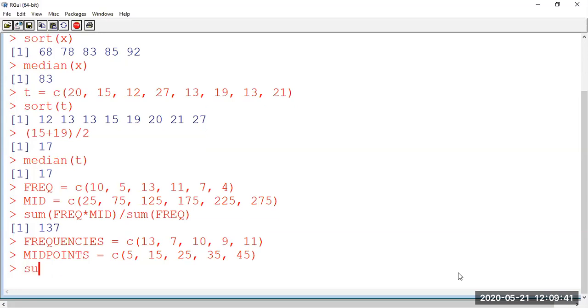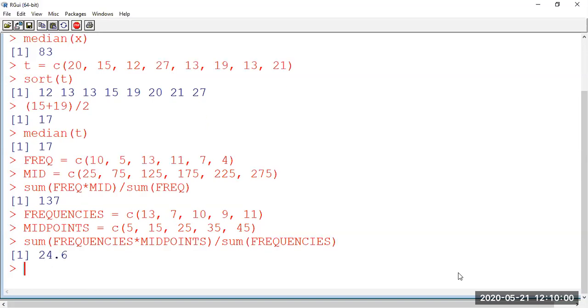Then we're gonna get the sum of frequencies multiplying midpoints, and we're gonna divide that by the sum of the frequencies. And we should get the same answer, 24.6. So that's all for this lecture.